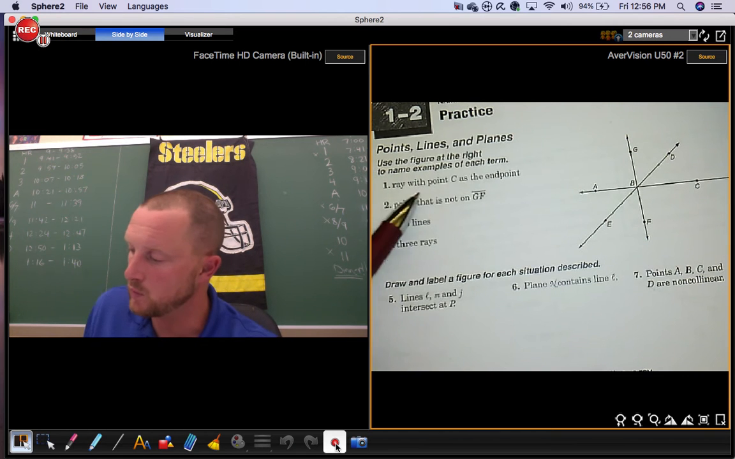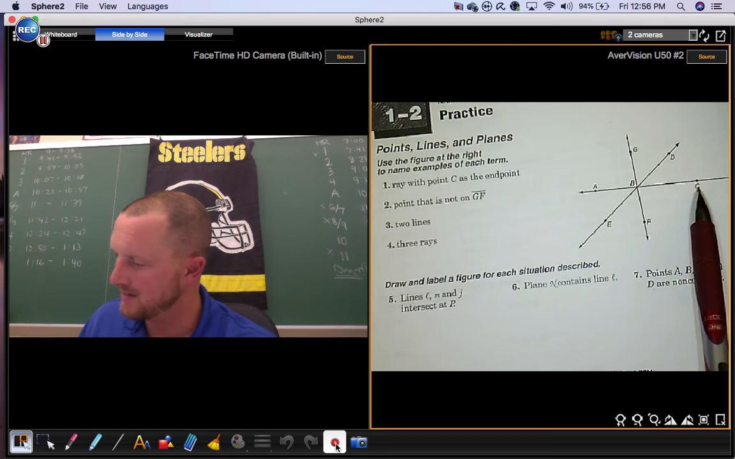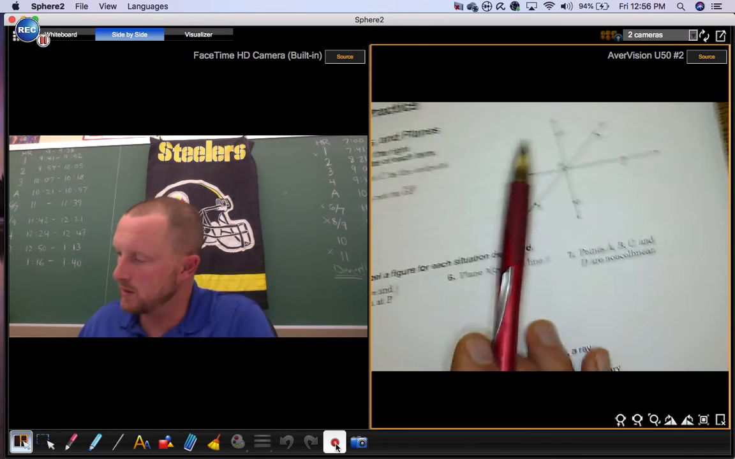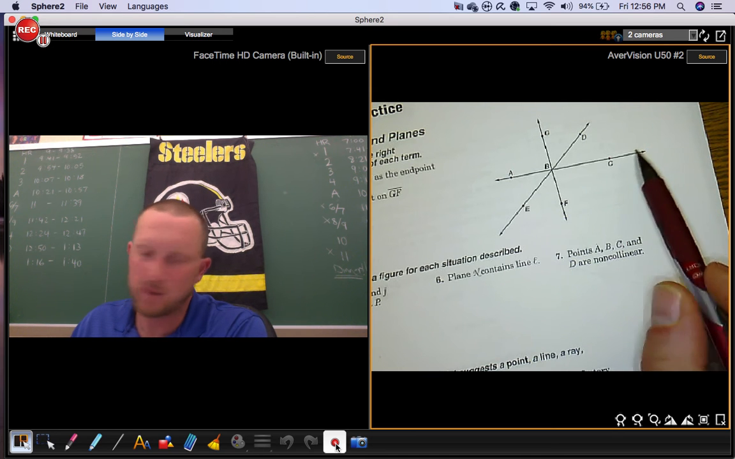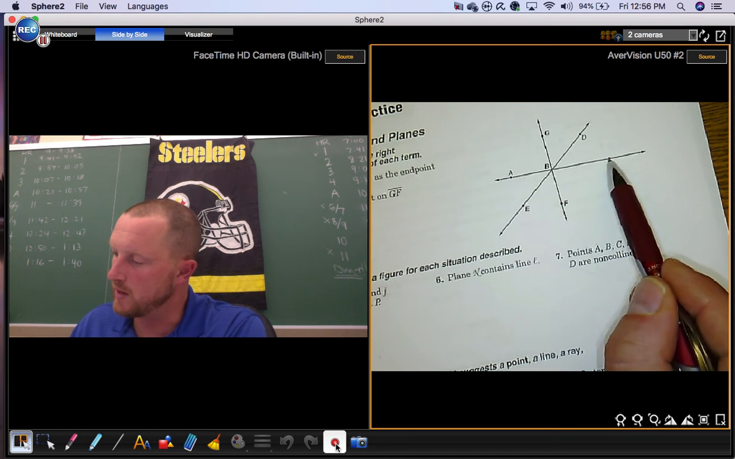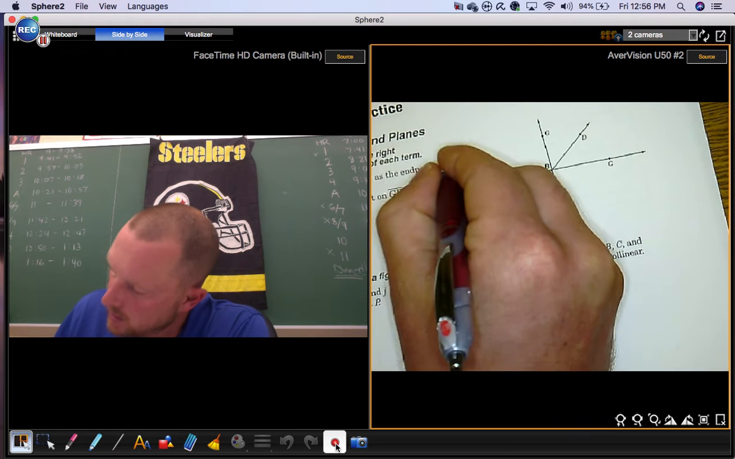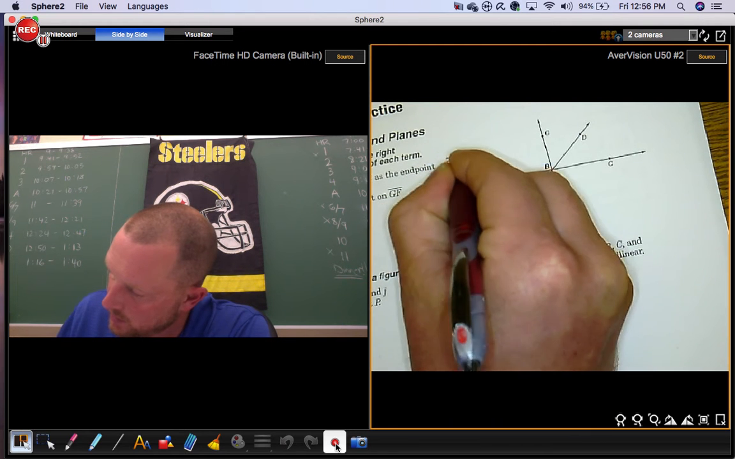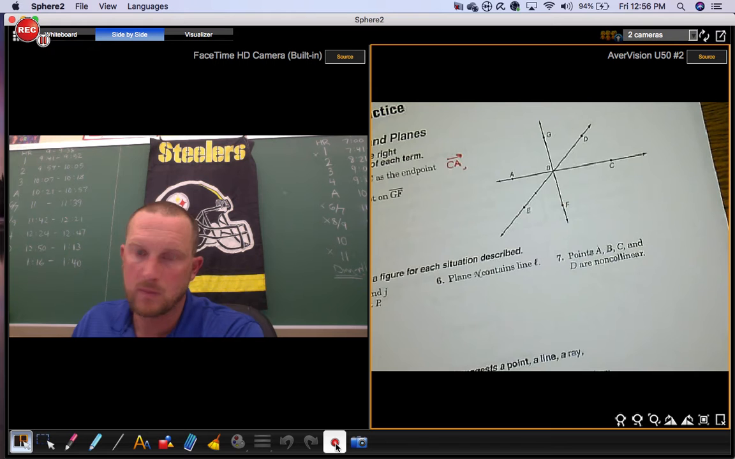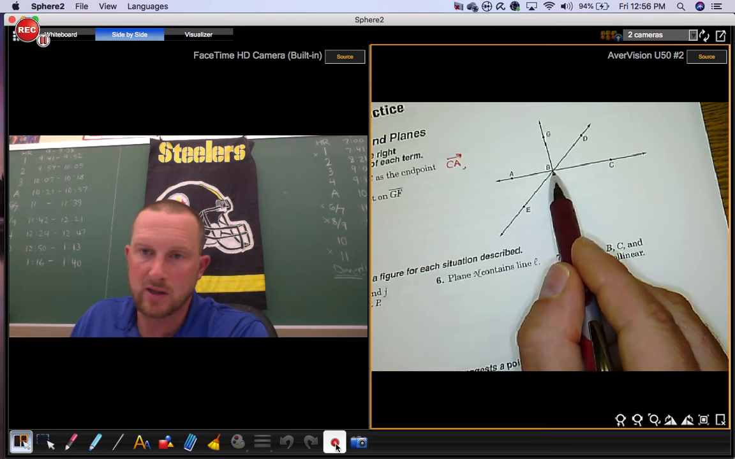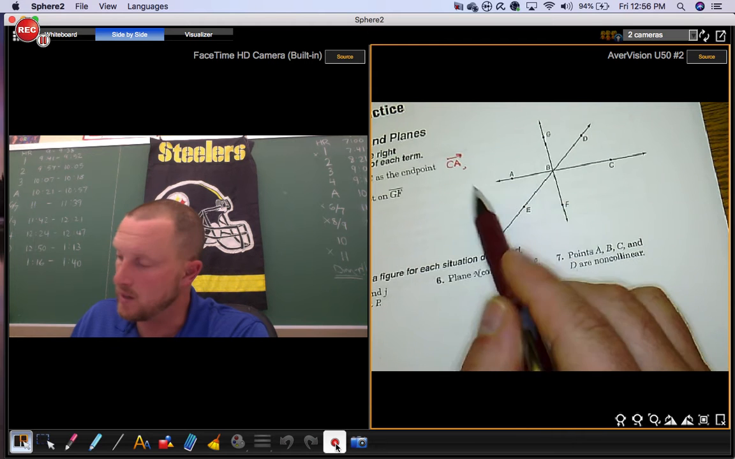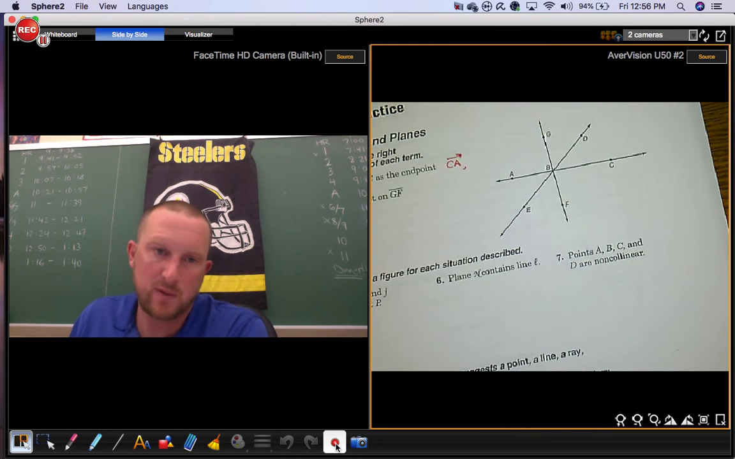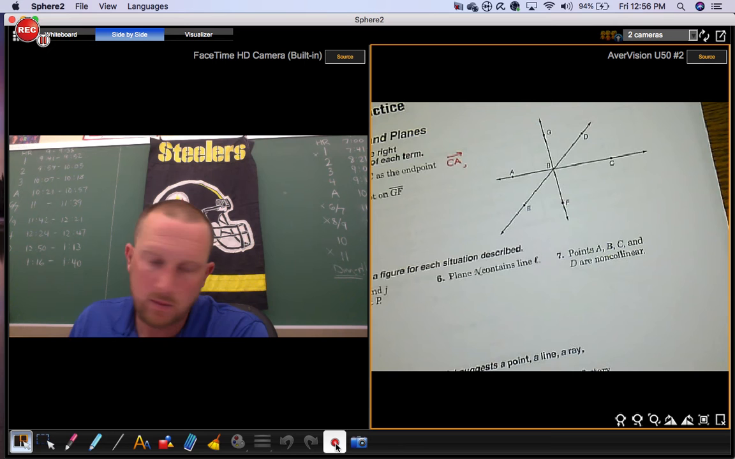So we need to find a ray with point C as its endpoint. Okay, so here's point C. You could go this way with your ray, but there's no other point to help you name it. So I'm going to name this ray CA, starting at C, going towards A forever. I could have also named it ray CB. Ray CA and ray CB are the same ray because that second letter is in the same direction that the other one is.